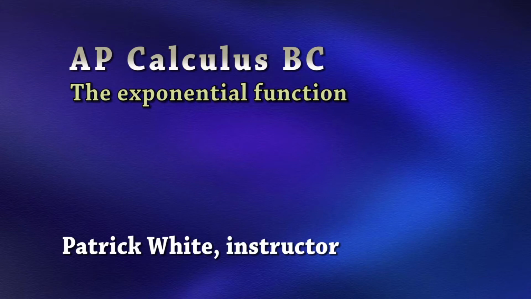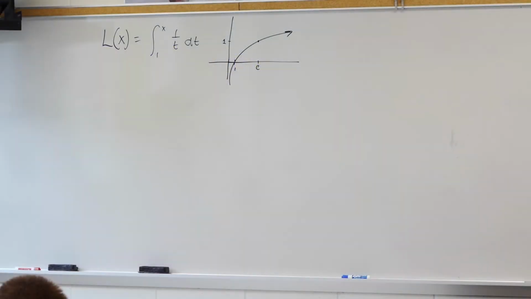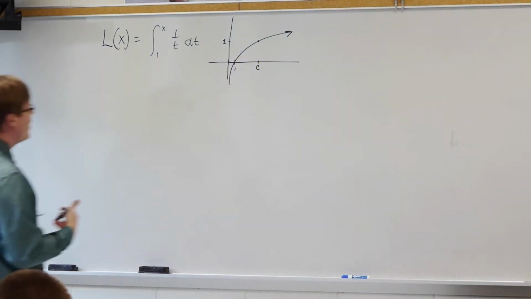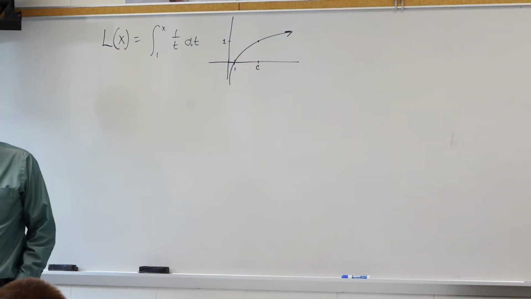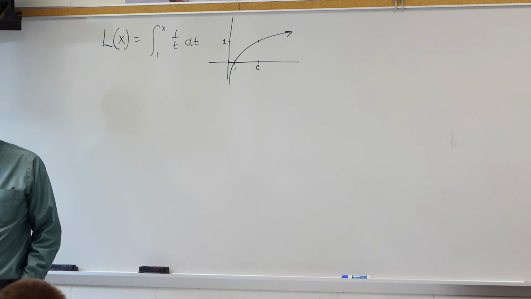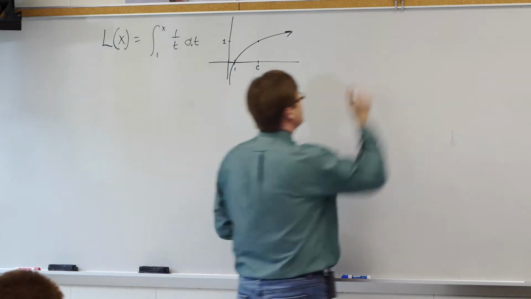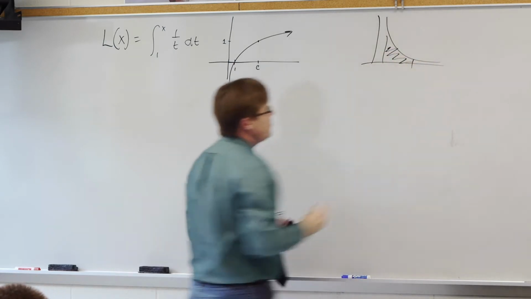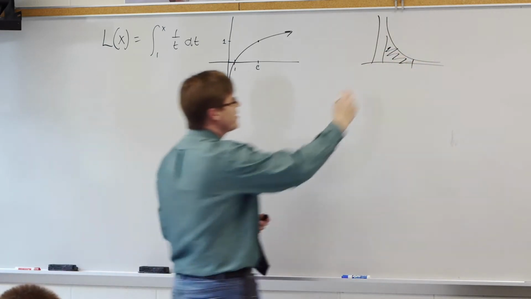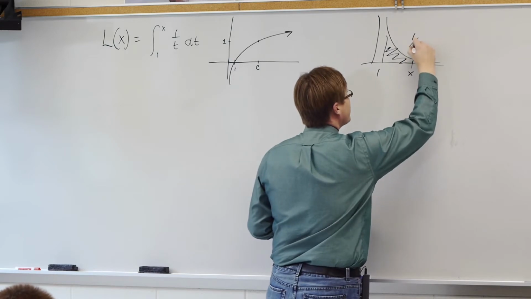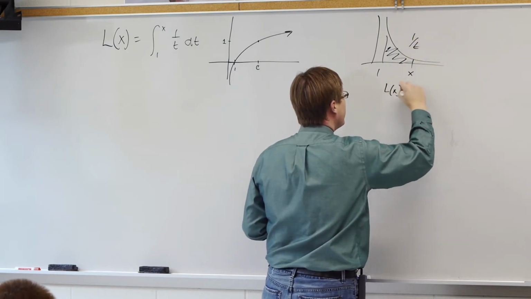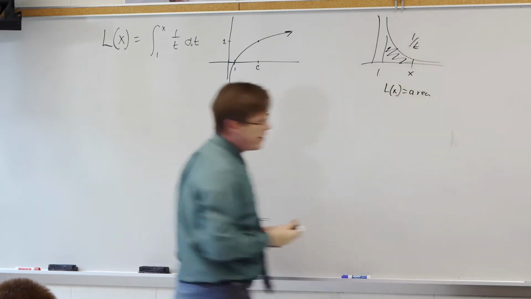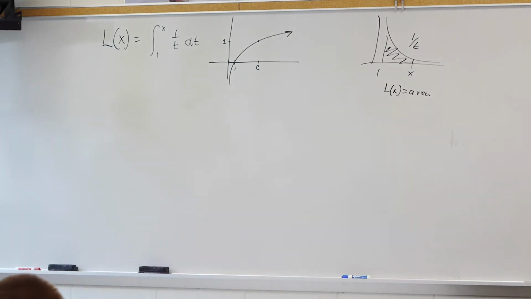So last class, I defined this function capital L. And all it was was the area under 1 over x. So by looking at this curve, the area from 1 to x, if this is 1 over t, L of x was defined as that area. And that's all we said about L of x. That was the definition, plain and simple.